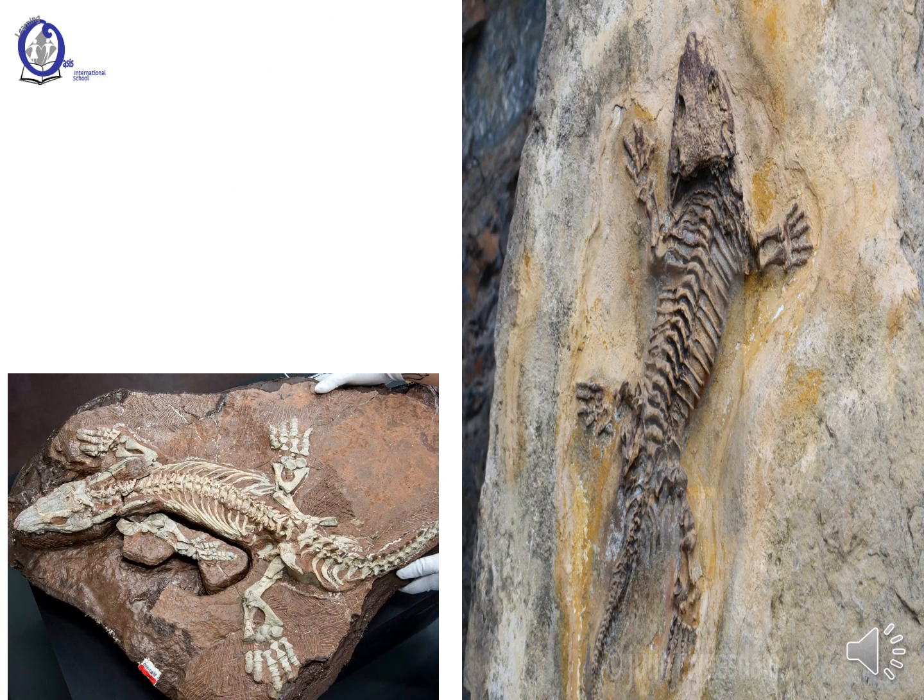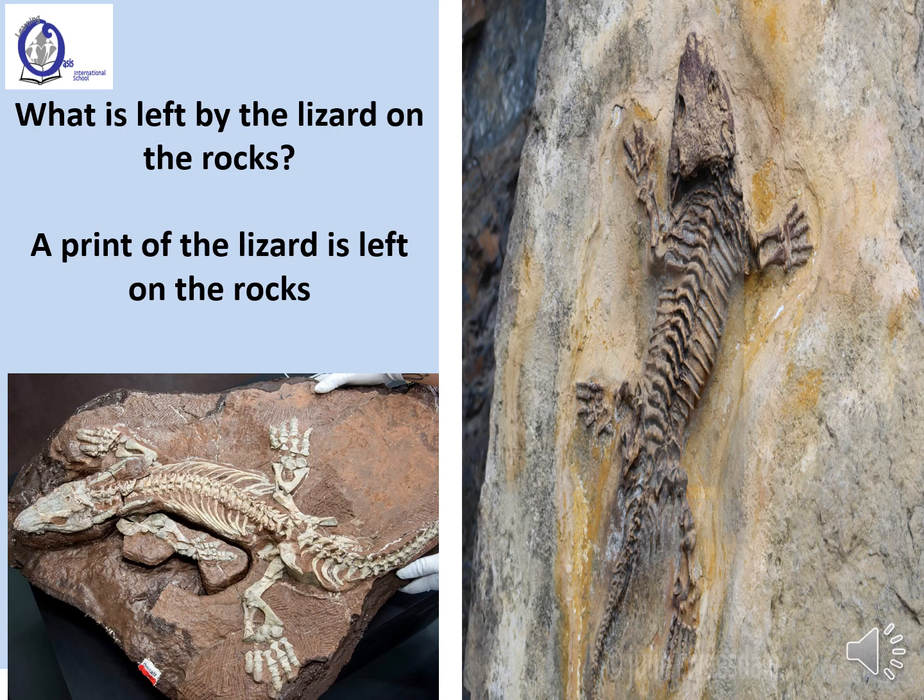Look at this picture. What is left by the lizard on the rock? The paleontologist, the scientist, can find the lizard as a print, a picture in the rock, or they can find it as a part. They can find the bones of the lizard. So the scientist can find what is left by the lizard as a print of the lizard left on the rock, or as a part.